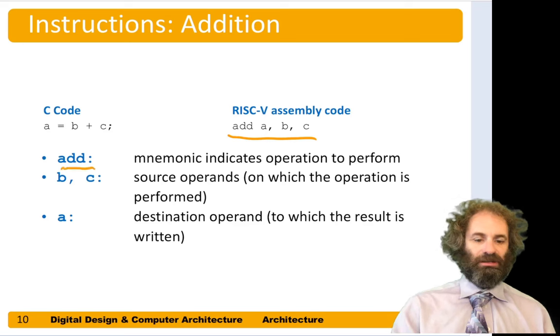The add is called the mnemonic. That indicates which instruction to perform. And the instruction takes two sources and a destination. The destination is a, that's where the answer is put, and the two sources are b and c.